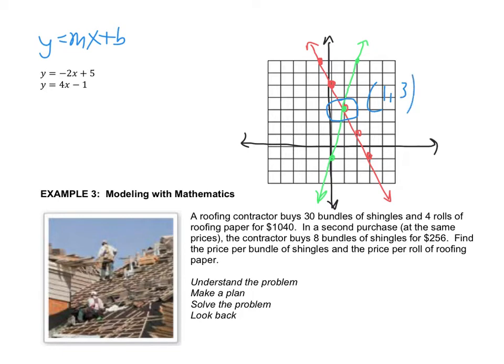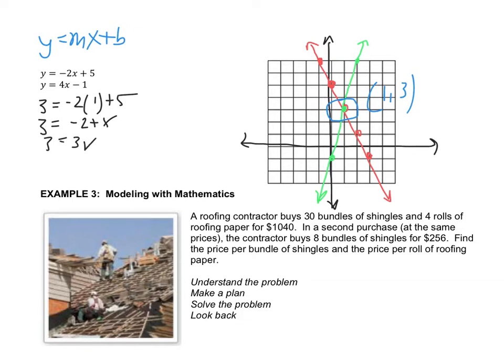But what we have to be careful of is that we think the answer is 1, 3. But it's important that we verify that and prove it. So what I'm going to do is take that solution and prove that it works for both. So in my first equation, the 3 is the y, negative 2 times 1 plus 5. 3 equals negative 2 plus 5. 3 equals 3. That works.